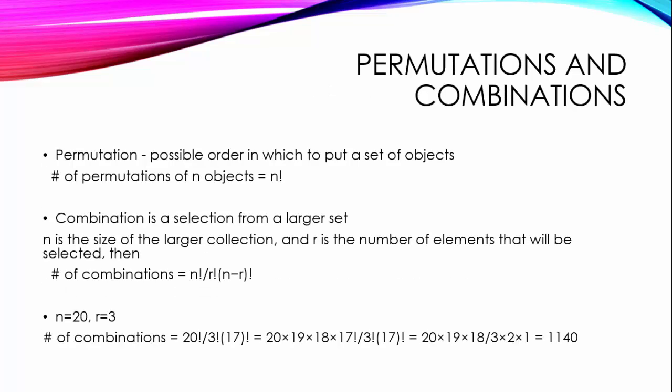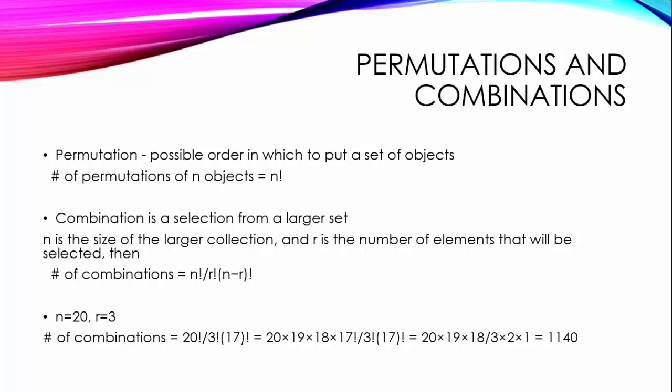Permutations and combinations. A permutation is a possible order in which to put a set of objects. Suppose I had a shelf of 5 different books and I wanted to know in how many different orders can I put these 5 books. Another way to say that is 5 books have how many different permutations.